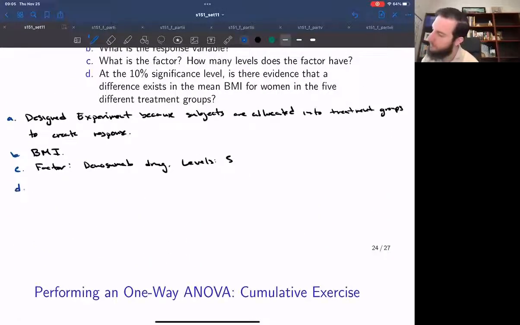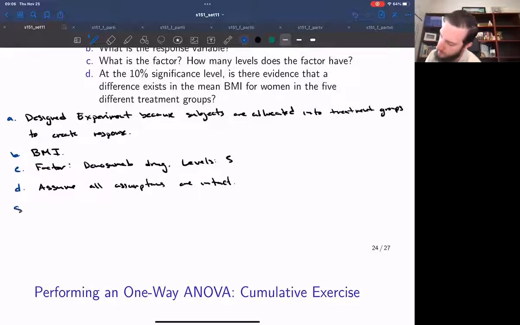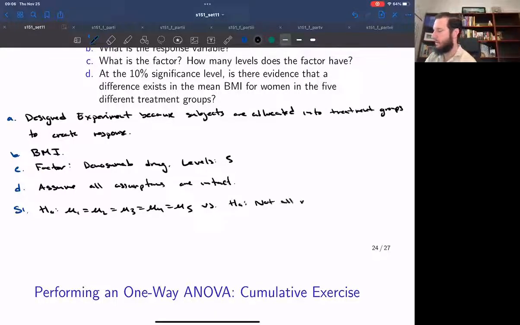Okay, part D. At the 10% significance level, is there evidence that a difference exists in the mean BMI for women in the 5 different treatment groups? Okay, so this is an ANOVA test because we're testing for global difference among the 5 treatment groups at once. So we're going to start off by just saying, assume all assumptions are intact. Step one. Our null hypothesis is just going to be that mu1 equals mu2 equals mu3 equals mu4 equals mu5 versus the alternative, not all means are equal. On step two, we're going to have our significance level, which is alpha equals 0.01.